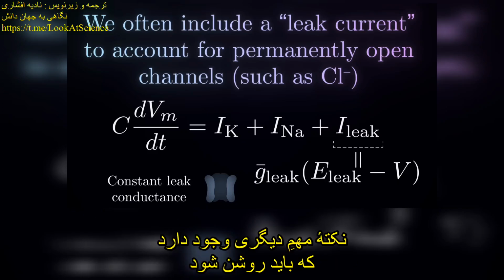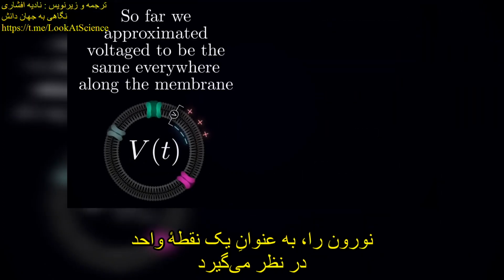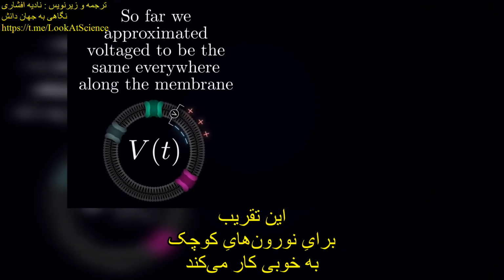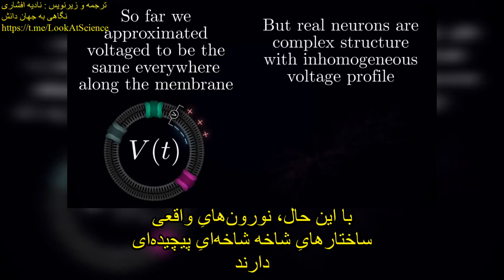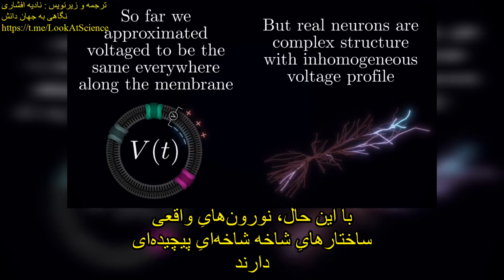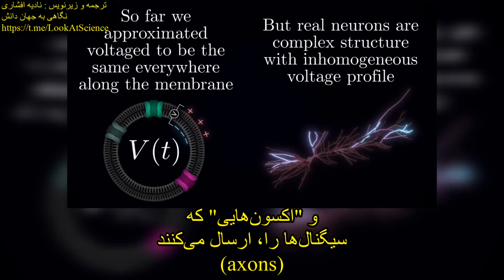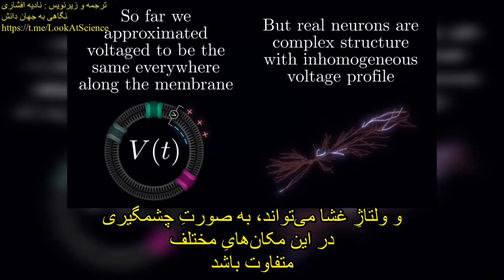There is one more important point to clarify. Everything we have discussed so far treats the neuron as a single point, assuming the membrane voltage is the same everywhere in the cell. This approximation works well for small neurons, or when we are primarily interested in what happens near the cell body. However, real neurons have complex branching structures, dendrites that receive inputs, and axons that transmit signals, and the membrane voltage can vary significantly across these different locations.